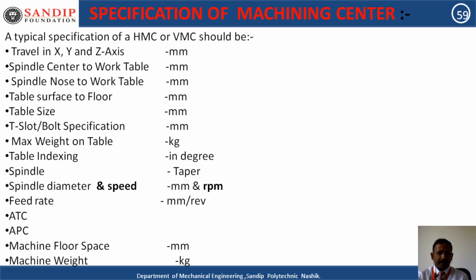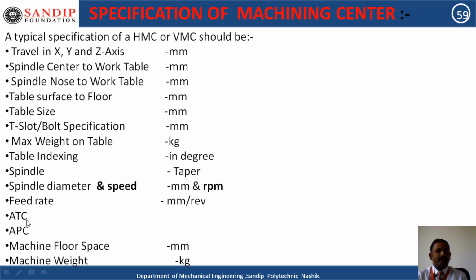Maximum weight on the table, that weight is measured in kg. Table indexing in degrees. Spindle, that should be taper. Spindle diameter and speed, so diameter is always measured in mm, and speed is measured in rpm. Then feed rate in mm per revolution.